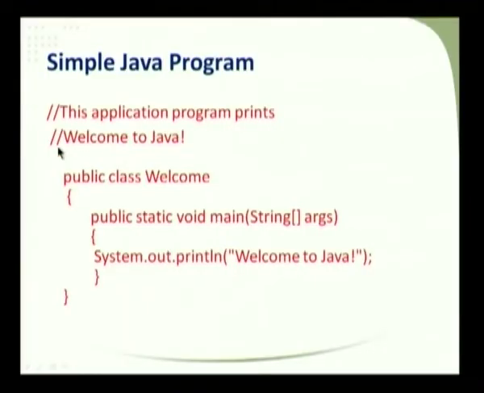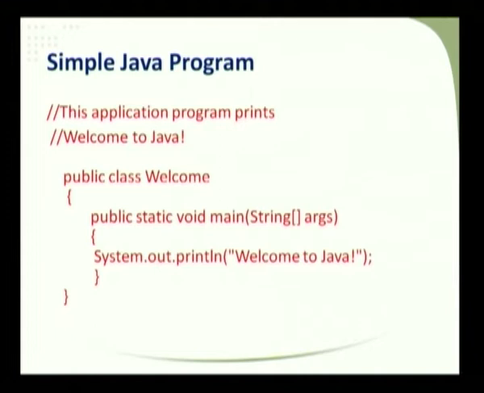So now we will have a look at a simple Java program. Here you can see that this represents the comment. This application program prints welcome to Java. Here public is an access specifier. We will look into access specifiers later. For now, public means this class is accessible from anywhere. Next is class. I already told you that it is the basic unit of the Java programming language. It is a combination of variables and methods.